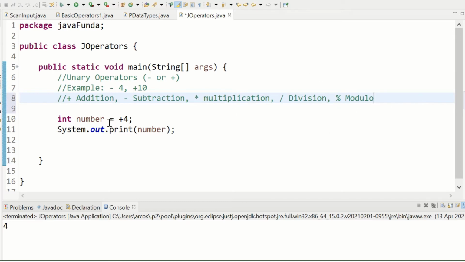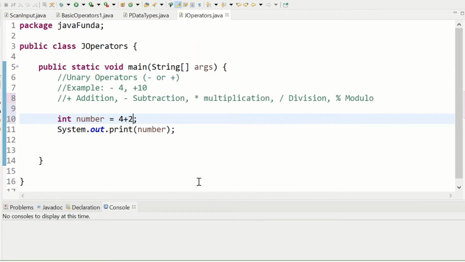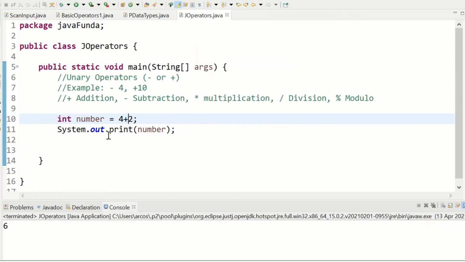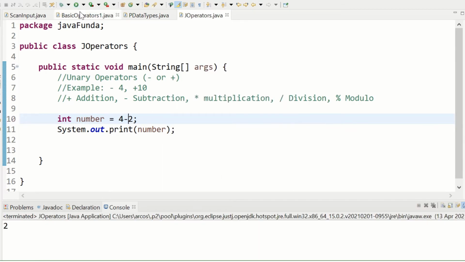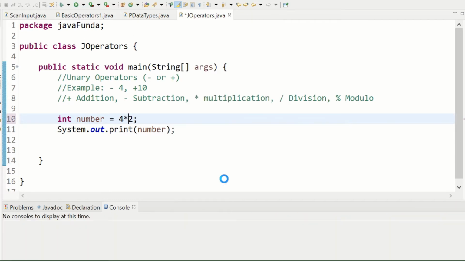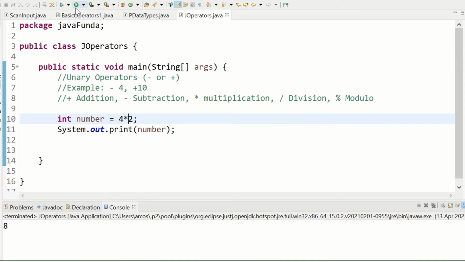So for example, we will just use numbers. We will not be creating another variable. So we'll just perform, for example, 4 plus 2. This is so simple. So 4 plus 2 will give us a value of 6. So you have 6 minus, that will just be a simple 2, and of course we have multiplication, that will be 8, and let's have division.